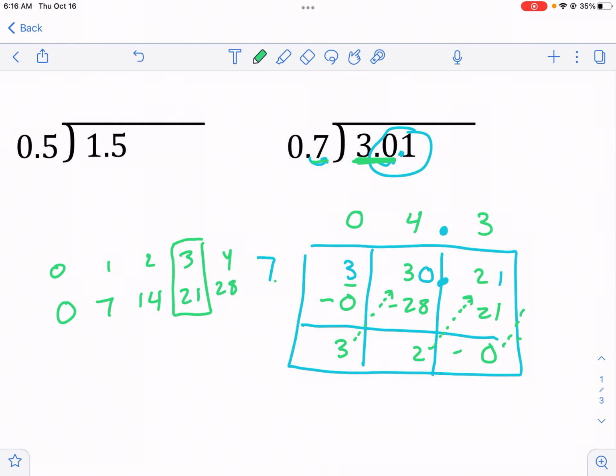So this is another way to do it using the box method. I'm going to write my answer 4.3 like that, making sure that decimal is directly above that decimal that I moved, and I'm done.